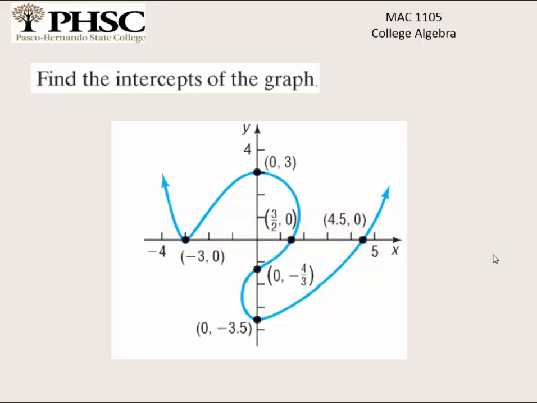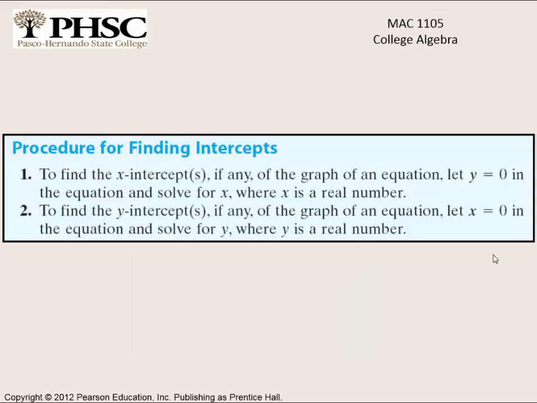So what are some steps in order to find the intercepts? To find the x-intercepts, if any, you let y equal 0 and then you solve for x. And then to find the y-intercepts, you let x equal 0 and then you solve for y. Sorry, the first one you solve for x and the second one you solve for y.